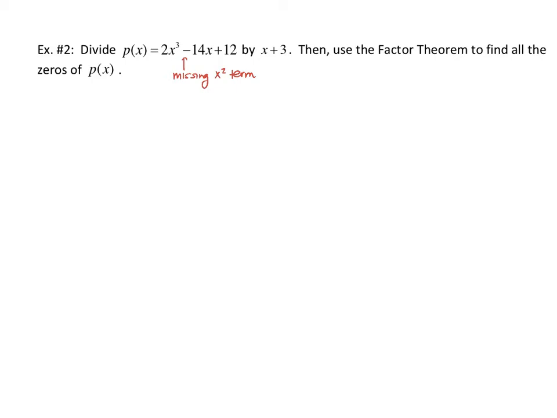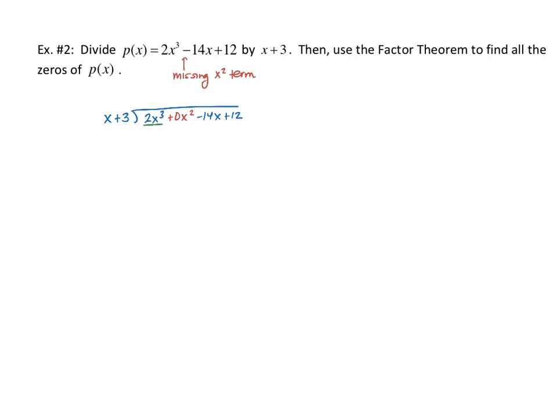So we're going to start with our x plus 3 out in front. Underneath we'll have our 2x cubed, and then to show that we don't have an x squared term, I'm going to do a plus 0x squared as what we call a placeholder. We have our minus 14x and our plus 12. Remember, our process for long division is to divide, multiply, subtract, and then bring down.